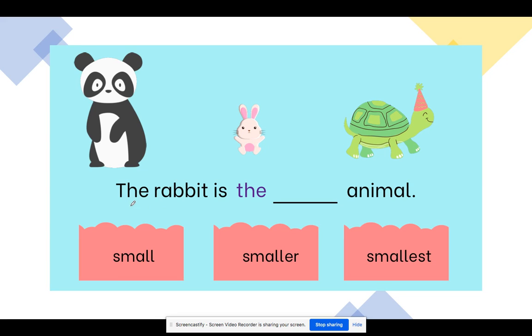Now let's take a look at this sentence. It says, the rabbit is the animal. So I'm talking about the rabbit in this sentence, but I'm comparing the rabbit to all the animals this time. So think about what you need to do when you're comparing 3 or more items. Should it be the rabbit is the small animal, the rabbit is the smaller animal, or the rabbit is the smallest animal? Well, if I'm comparing the rabbit to all of the animals in this picture, I'm going to add est. The rabbit is the smallest animal.